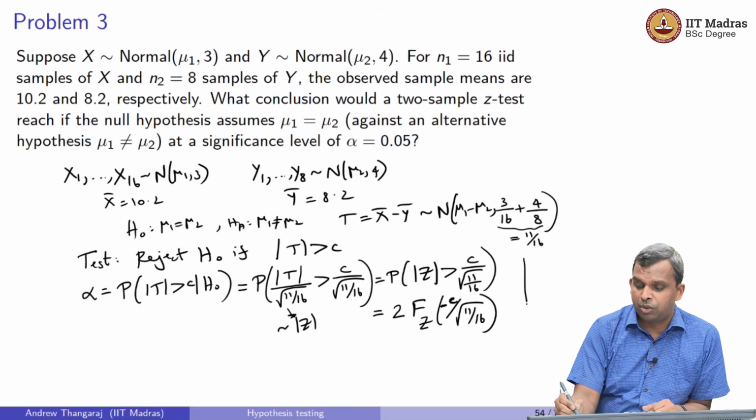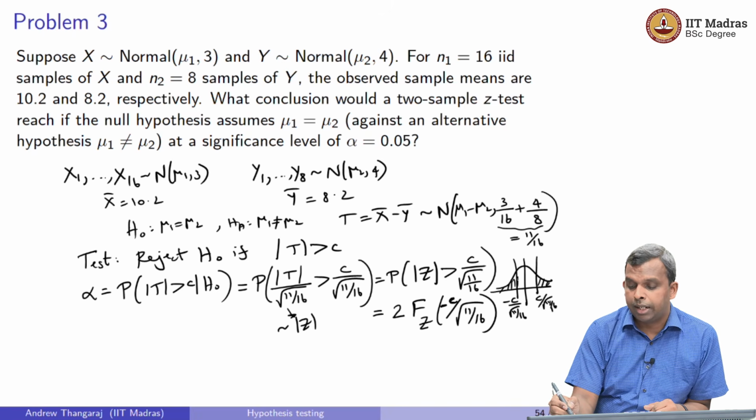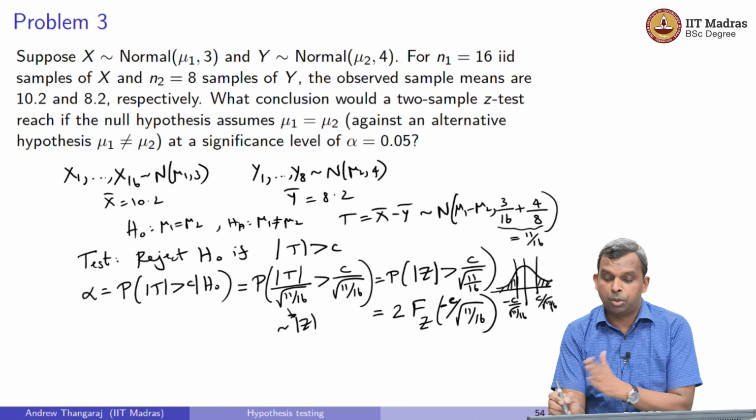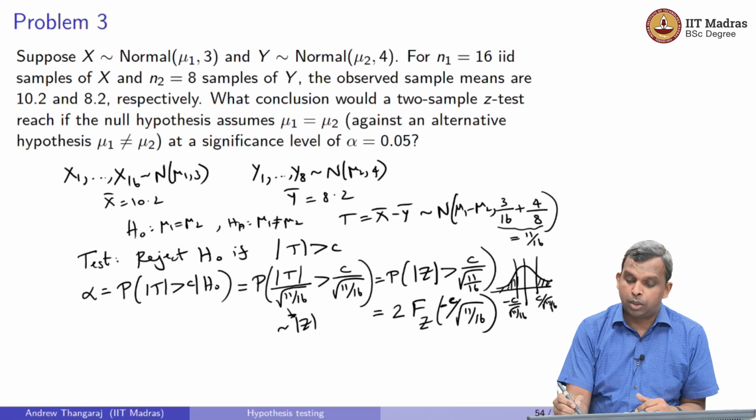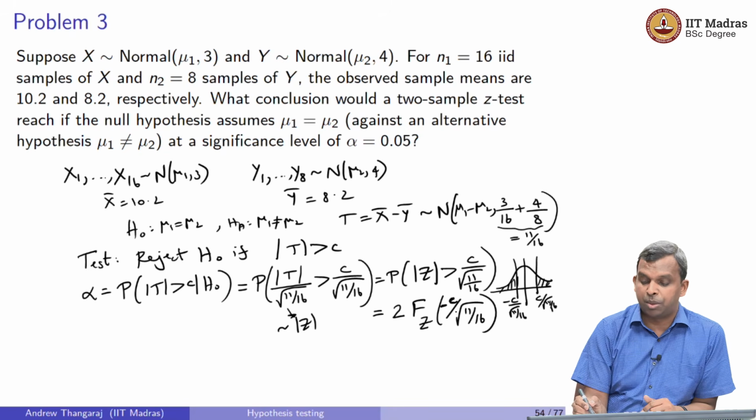Okay, so hopefully you see this is a standard picture that you do, right? So you have mod c, you have c by root 11 by 16 and minus c by root 11 by 16. You're asking for this probability. These two are equal, right? The probability on the left side is equal to the probability on the right side. And so this one is Fz of minus c and it's 2 times this. Okay, so this is the relationship between alpha and c.